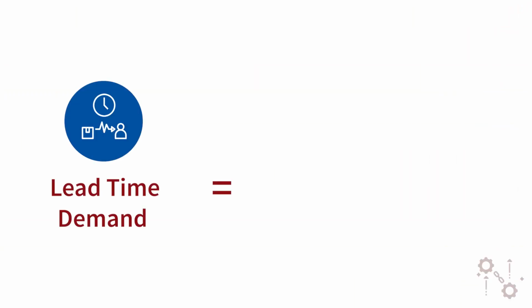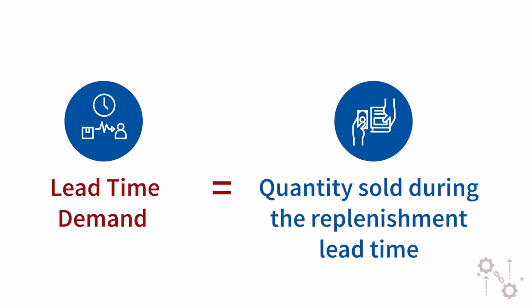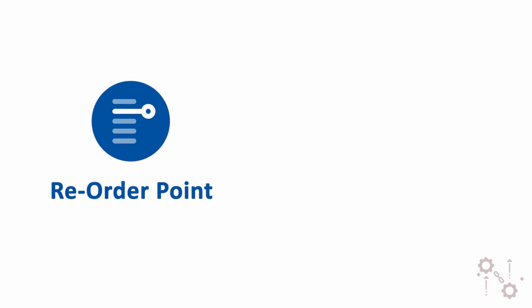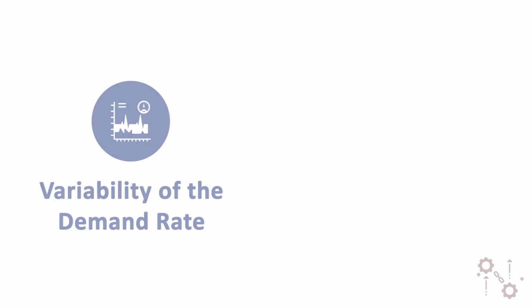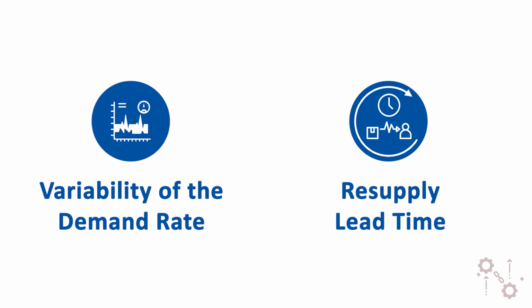Your lead time demand is how much you sold or consumed in the time from when you made your replenishment order until it arrived. This will be crucial for calculating your reorder point and safety stock, and it is a function of both the variability of demand rate and the resupply lead times.